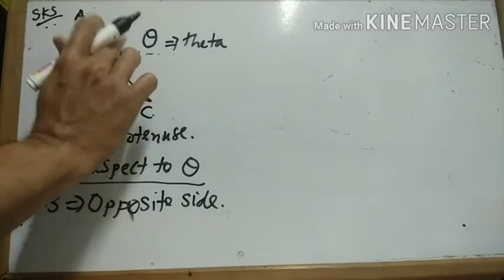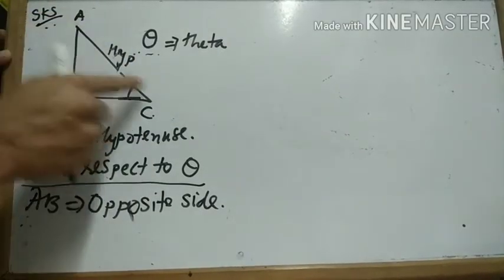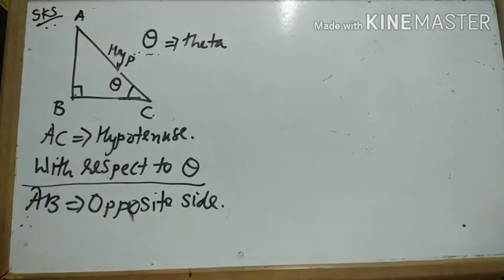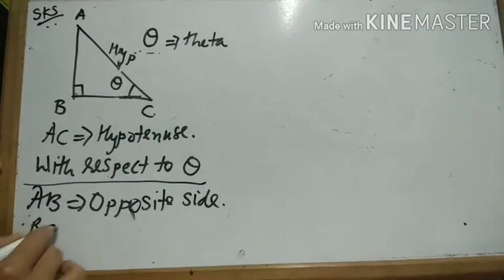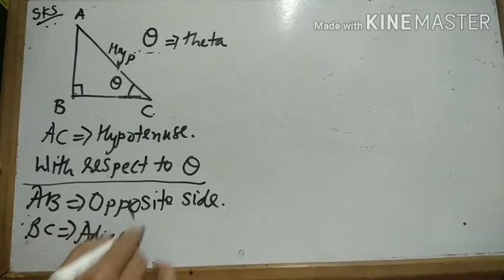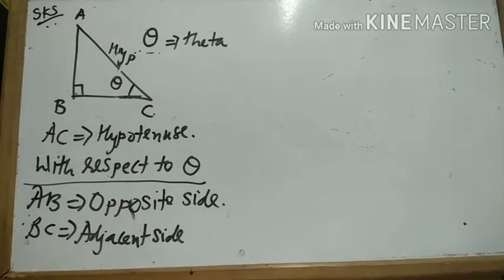So what is the left out side with respect to angle C? With respect to angle C, as I told you, there are two adjacent sides. One is AC and other is BC. AC is already labeled as hypotenuse. So if I talk about BC, then BC is the adjacent side with respect to angle theta, right?